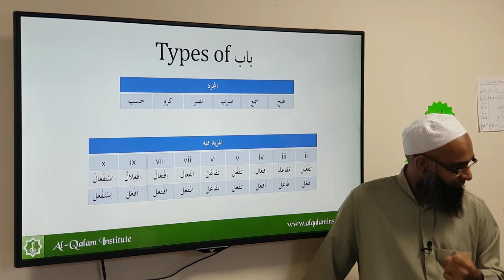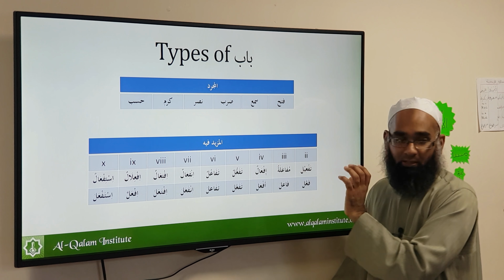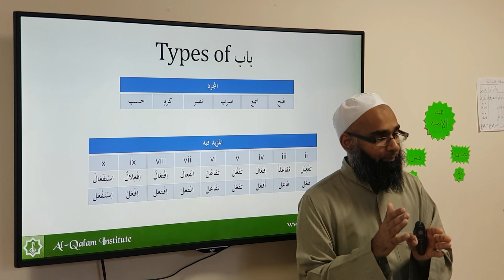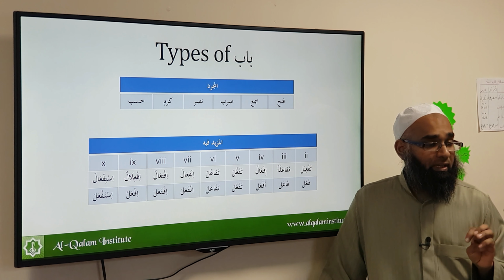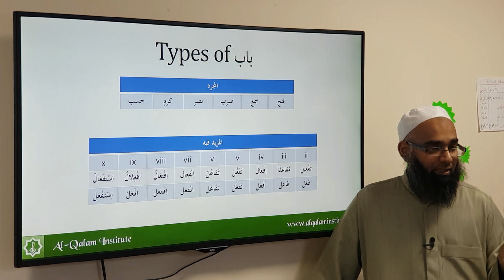Are you following me? Do you understand? So this bab is named after the masdar. You call it bab taf'il because the masdar of this bab comes in the pattern of taf'il. And the mazi of this bab, for example, is fa''ala. Now is this mujarrad or mazid fi? Mazid fi, not mujarrad.